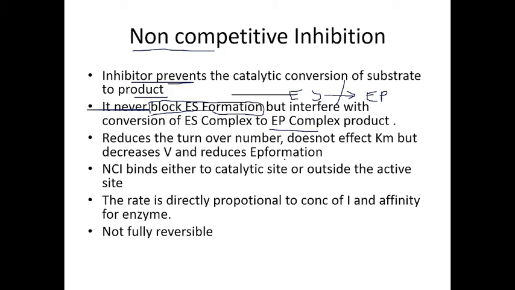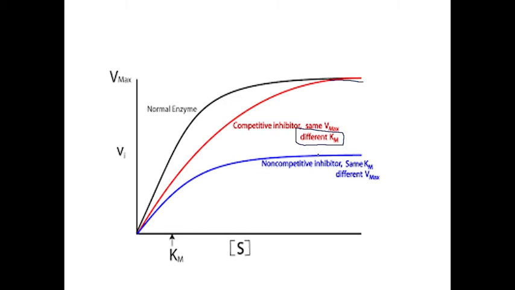So this kind of inhibition reduces the complex formation. It doesn't affect the Km value, but it decreases the velocity. It reduces the product formation. If no product is formed, it can decrease the velocity, but the Km value will not be affected. So this diagram shows the Km value is the same, but look at the velocity. Velocity comes down.